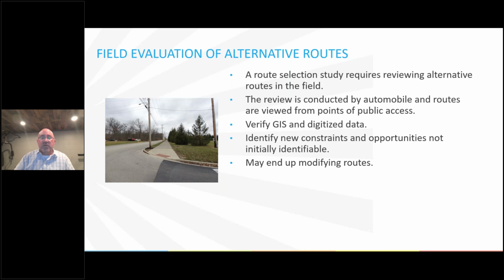This allows verification of GIS data and aerial imagery collected during the initial stages of the routing process and assists in identifying new constraints and opportunities not initially identifiable during the desktop review. Routes may end up being modified based on the results of the field evaluation.